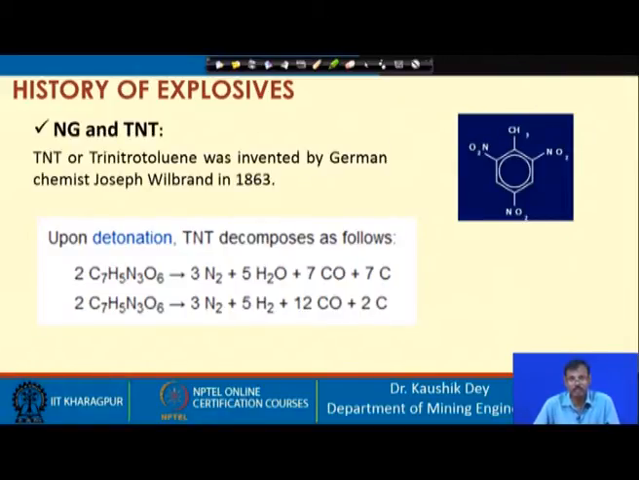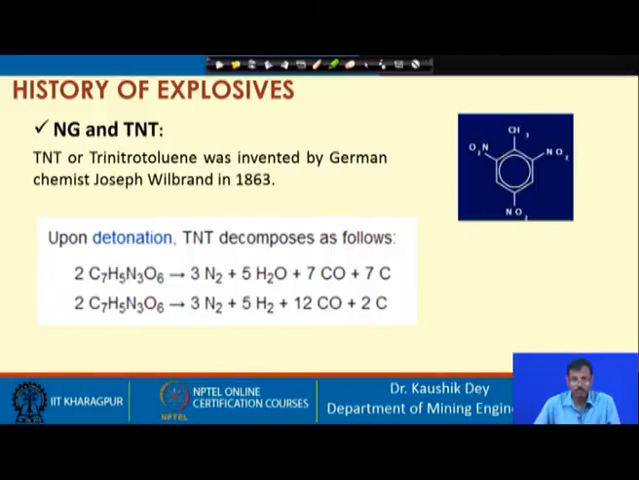But then it was also found that neither nitroglycerin nor TNT is sensitive to flame, but they are sensitive to shock. So, if a shock is provided to these explosives, they can be initiated; otherwise they cannot be initiated by flame, and no one knew the technology of how to initiate these explosives when intended for commercial purpose. That is the difficulty: though the explosives were developed, their use was not known to human beings.